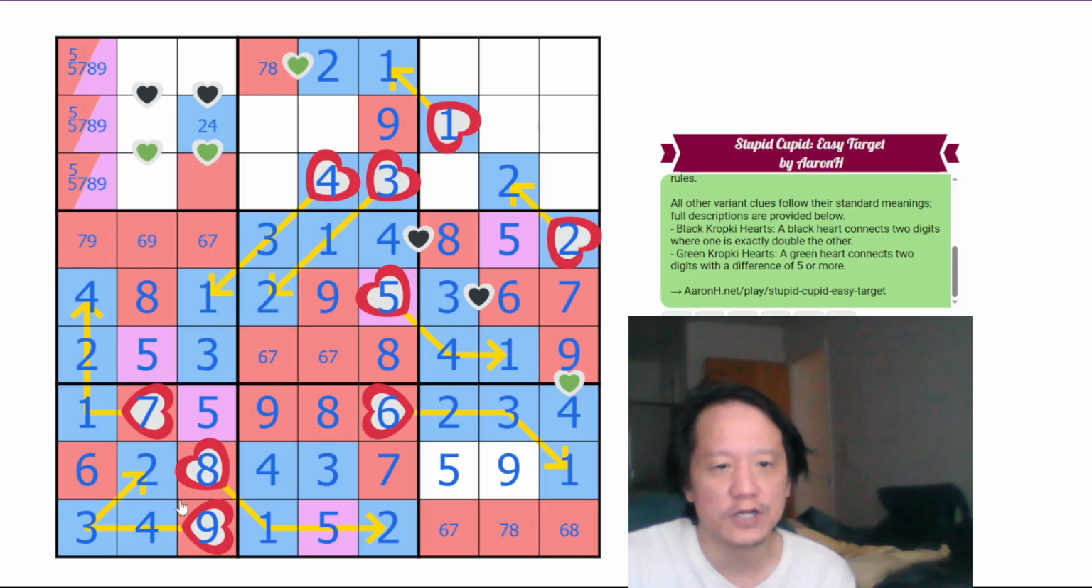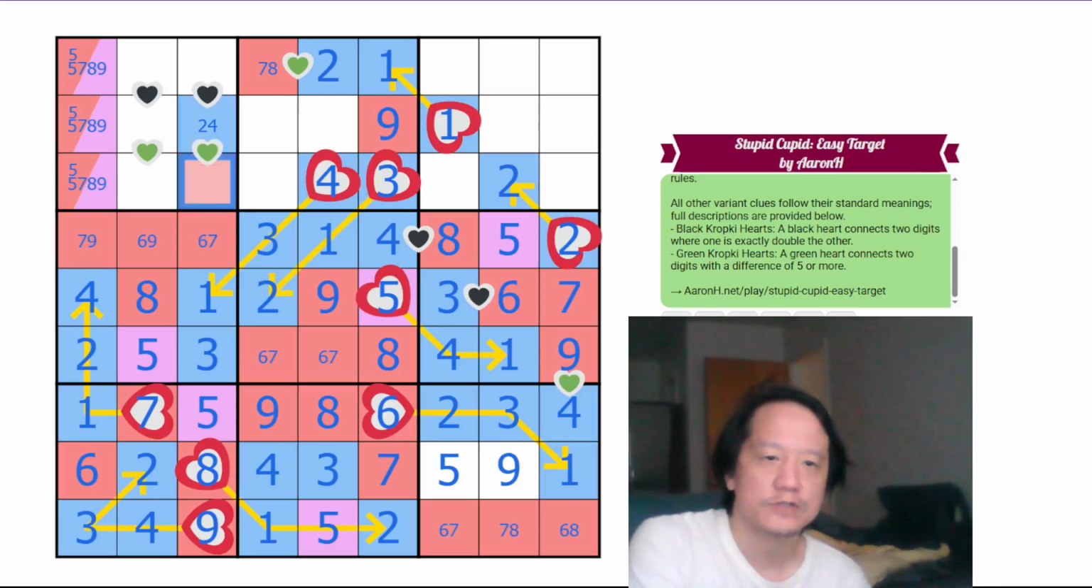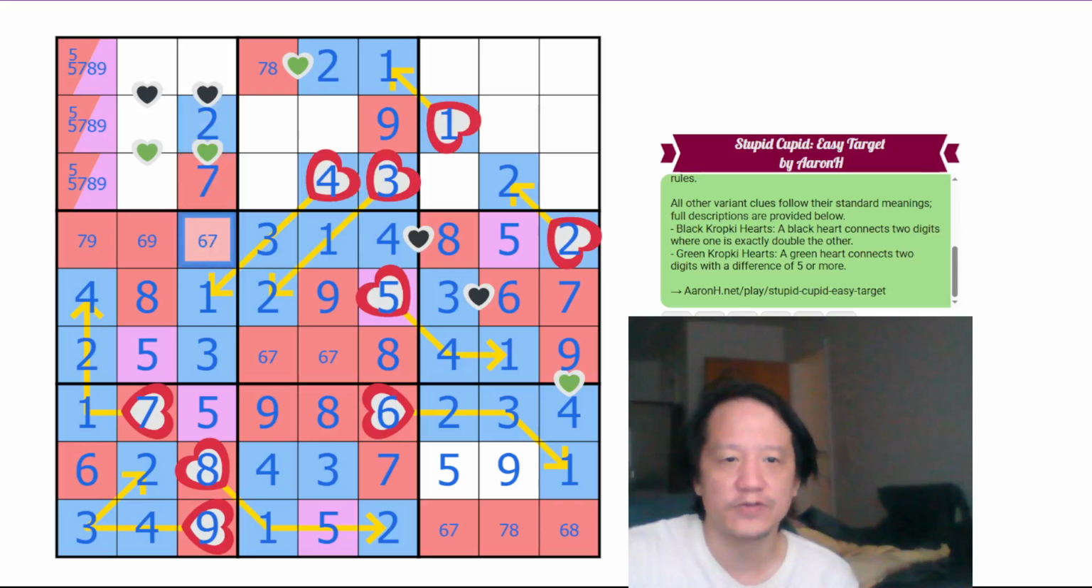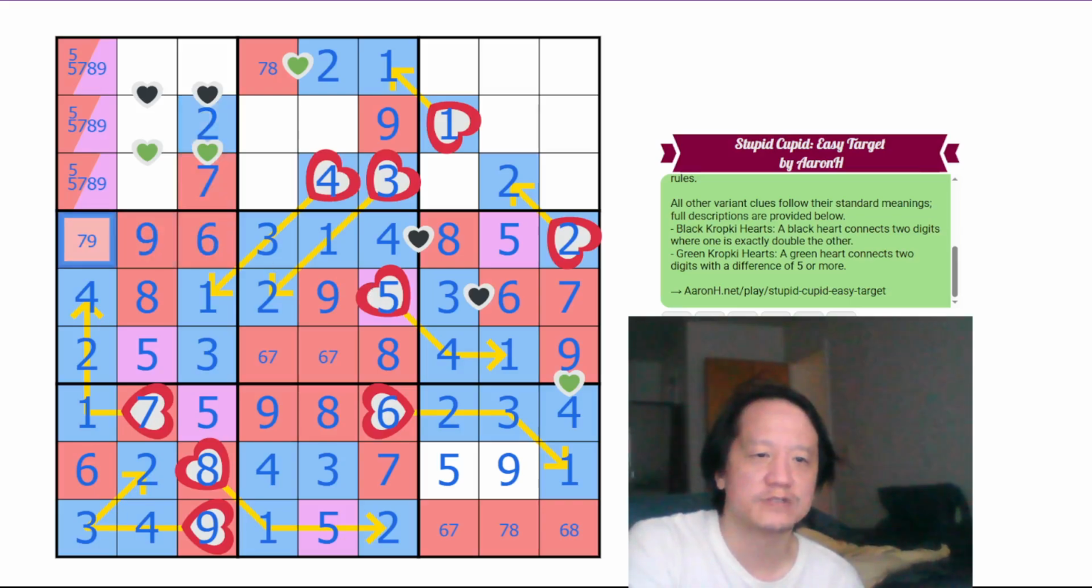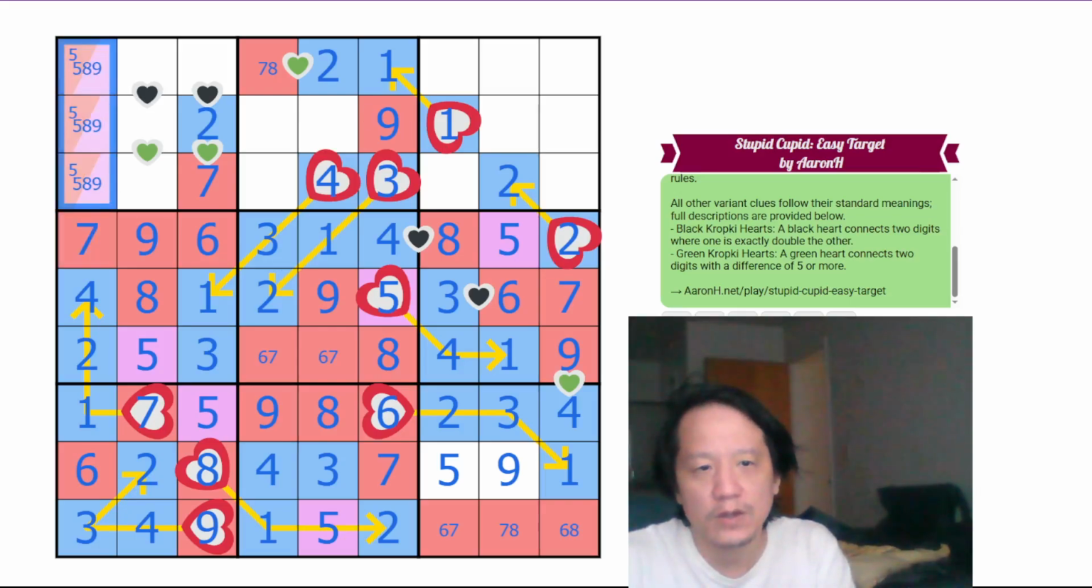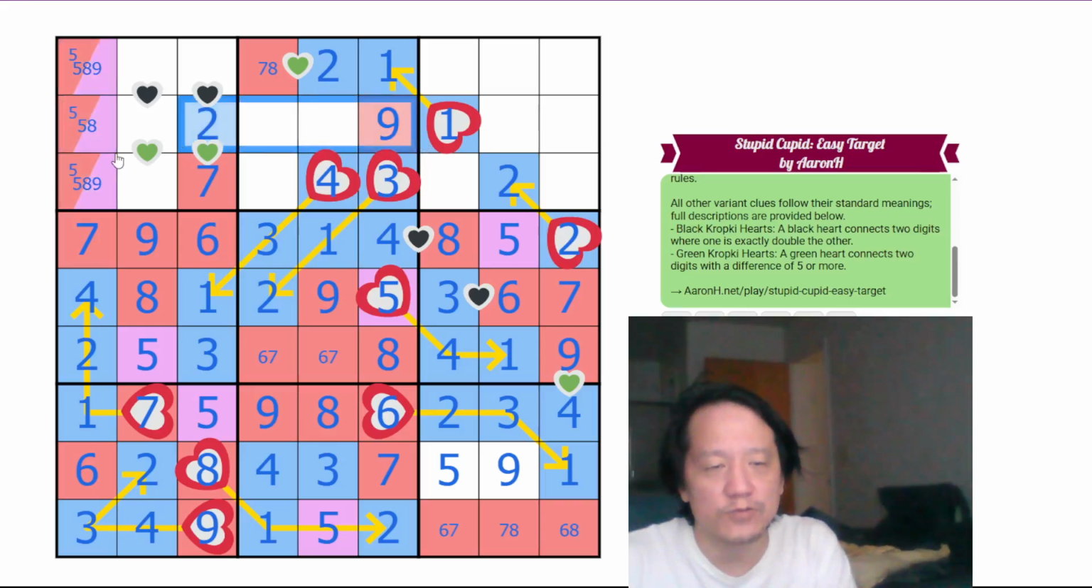The high digit here cannot be 8 or 9 because of 8 or 9 in the column, so it can only be 7 next to a 2 here. So this is 7 and 2. That 7 eliminates 7 here, so it's 6, which makes this 9, which makes that 7. That eliminates 7 in the rest of the column. 9 can't be here because of 9 in the row.